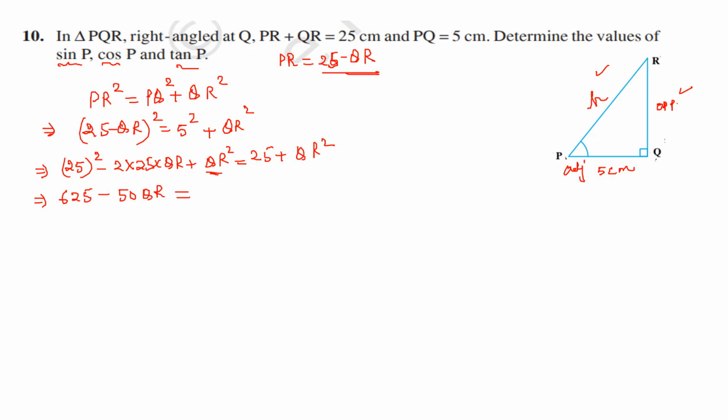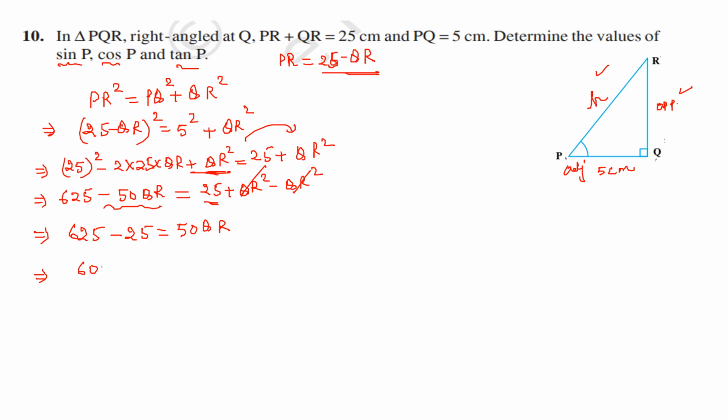I am transposing this QR square to RHS. So 25 plus QR square minus QR square. This plus, when it will go to other side, it will become minus. So this will get cancelled out. So from here, 625, I am transposing 25 to LHS, minus 25 equal to, transposing minus 50 QR to RHS, so it is 50 QR. 625 minus 25 is 600 equal to 50 QR.